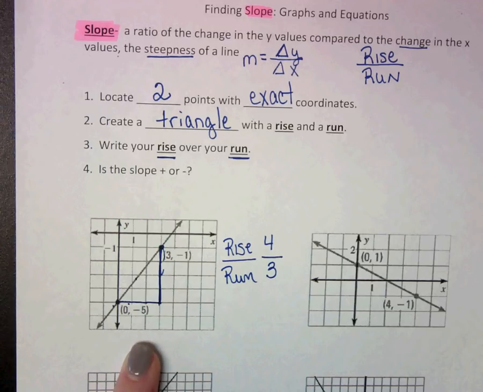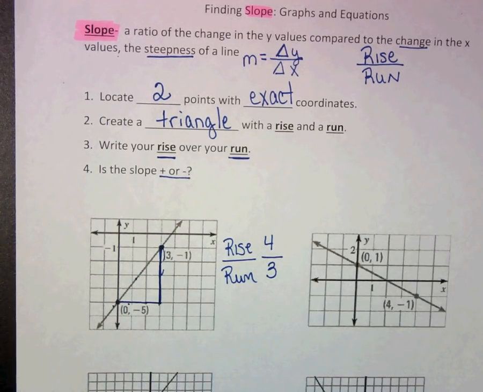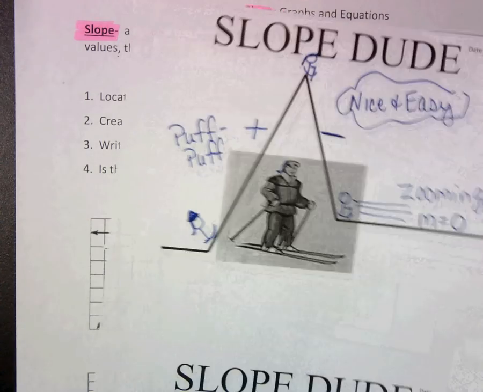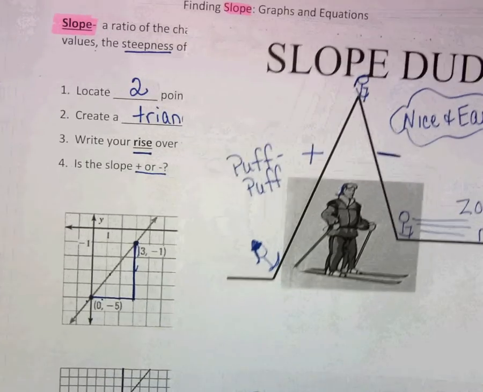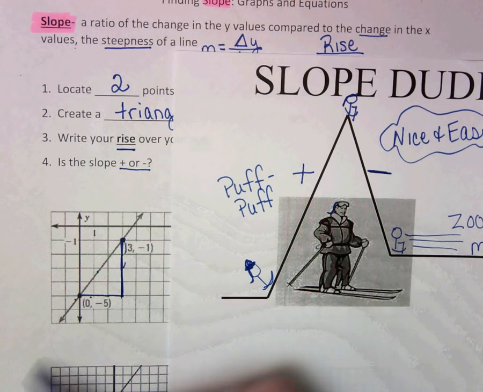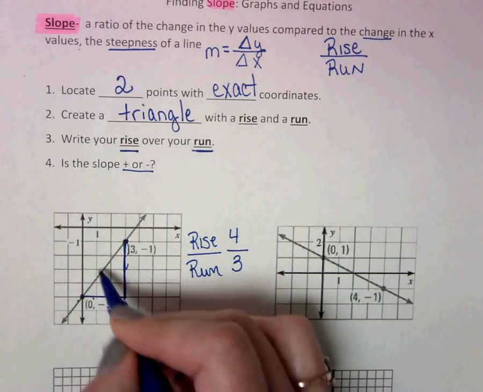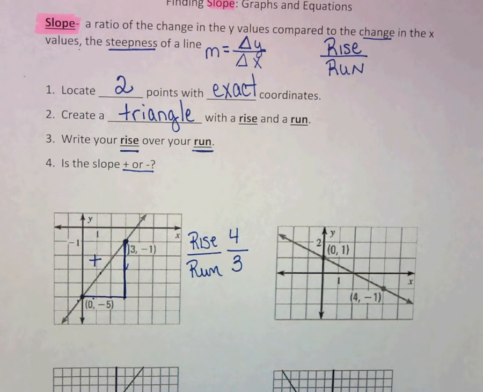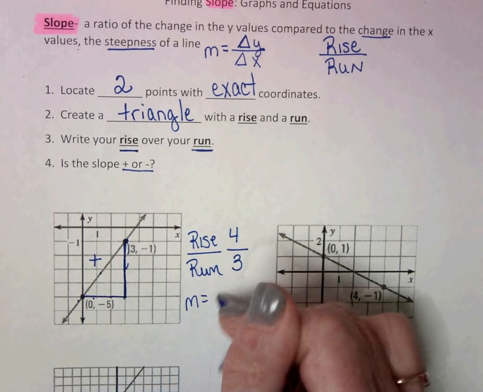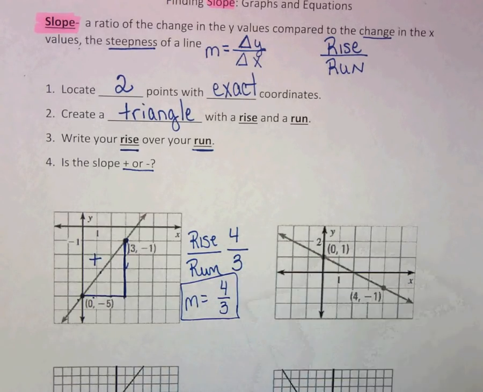Okay, so the next thing we have to do is decide, is our slope positive or negative? Let's go back to slope dude, and compare our graph. So we've got a graph that's rising to the right. We're puffing up the hill. So this is a positive slope. That means the slope of my line, the steepness of my line, is positive 4/3.